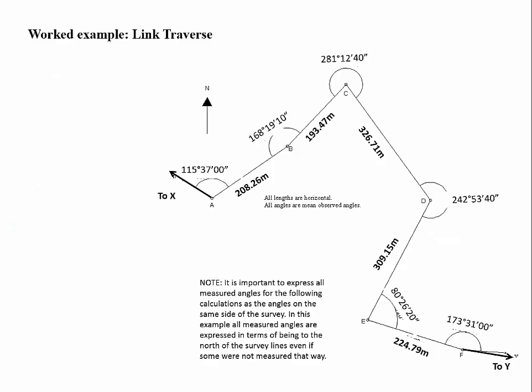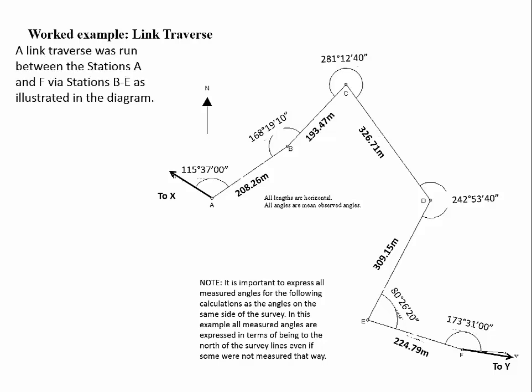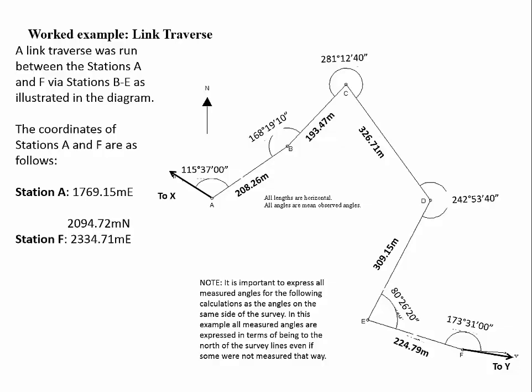Okay, so our link traverse example that we were looking at, quite a long one. We've got 6 points. We've got a known point A and a known point F. So we've got the coordinates of A and the coordinates of F. Those are given. And we've got the bearings from A to a point X, and we've got the bearing from point F to a point Y. So we know where in space those 2 points are, and what we're trying to do is work out where the intermediate points B, C, D and E are.